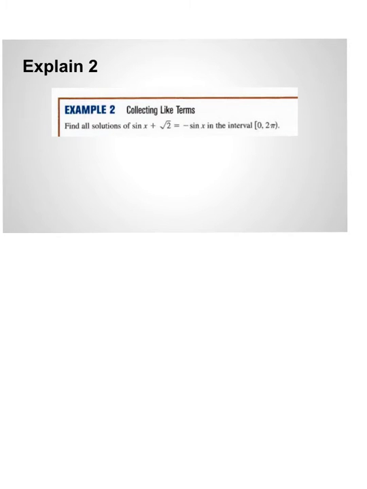Okay, let's go ahead and look at another example. This is example number 2, and we're going to find all the solutions of sine x plus the square root of 2 is equal to negative sine x in the interval of 0 to 2 pi. Now this one, unlike the last one, has an interval. So we just want the answers that exist between 0 and 2 pi. And if we think about that, that is one revolution around the unit circle.